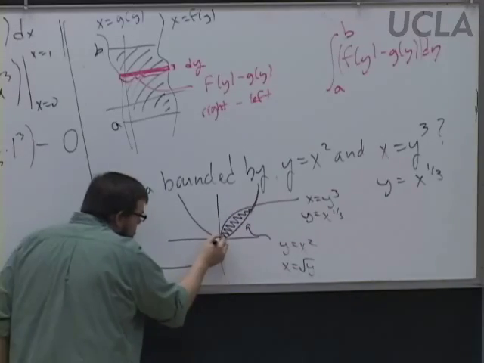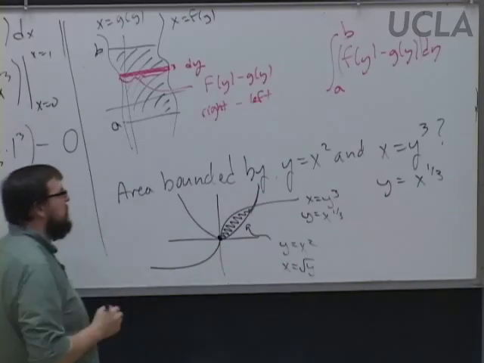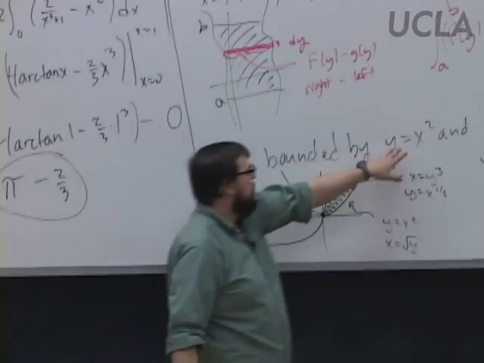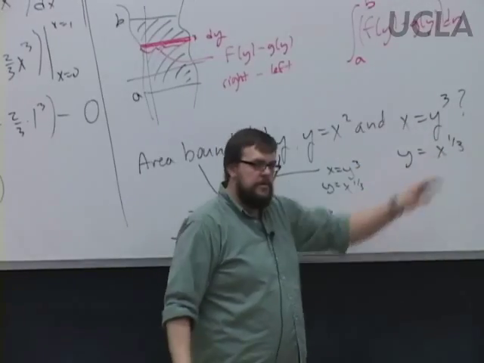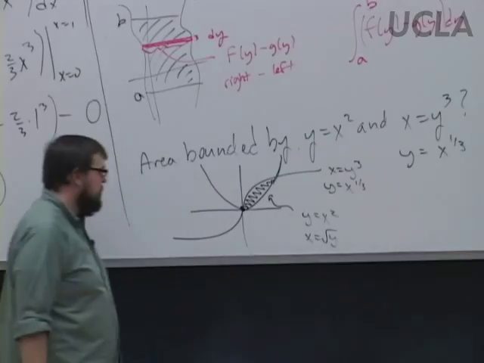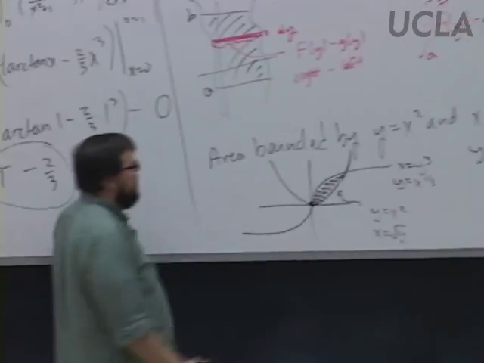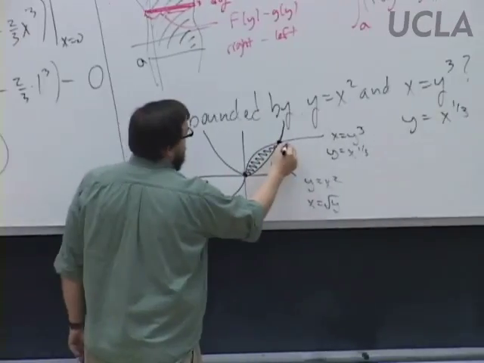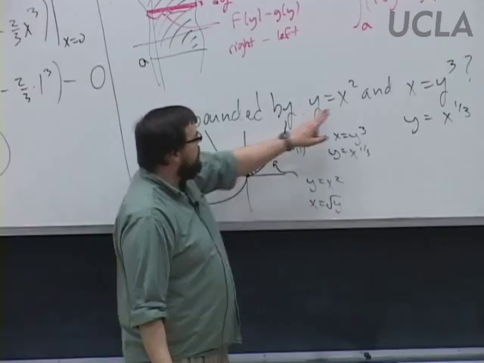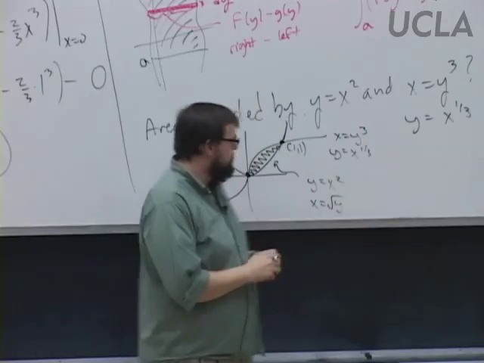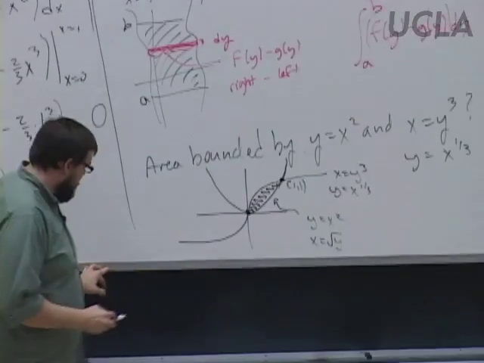Now, clearly, by the way I've drawn this picture, they intersect at 0, 0. And it's easy to check: 0 equals 0 squared, 0 equals 0 cubed. Where else do they intersect? Yeah, they intersect over here in this other corner at 1, 1. 1 equals 1 squared, 1 equals 1 cubed. Okay, so let's find the area.